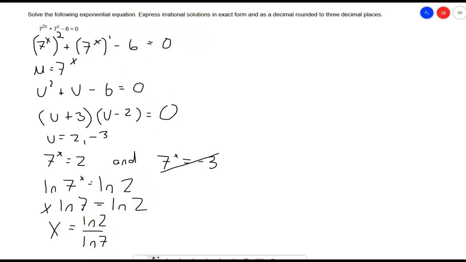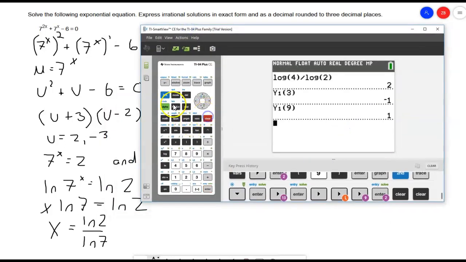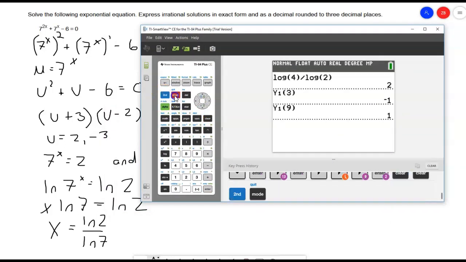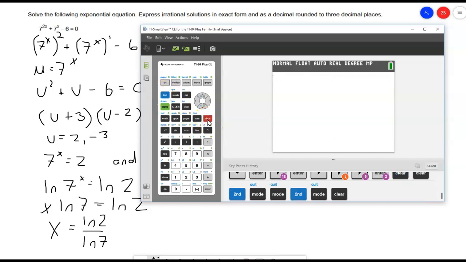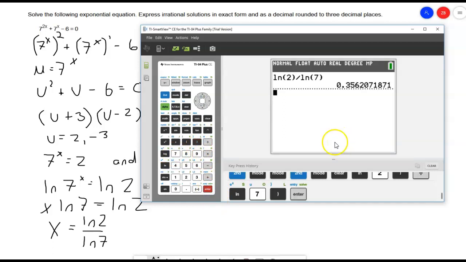And then to get a 3 decimal place approximation, what I'm going to do is just put it in my calculator. So natural log of 2 divided by the natural log of 7. And I'm going to get 0.356. So that would be my 3 decimal place approximation.